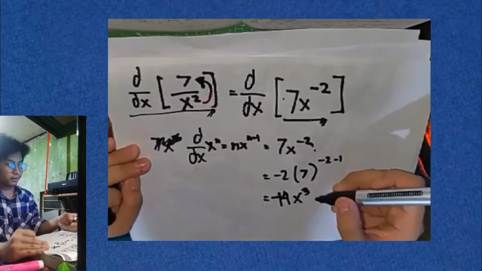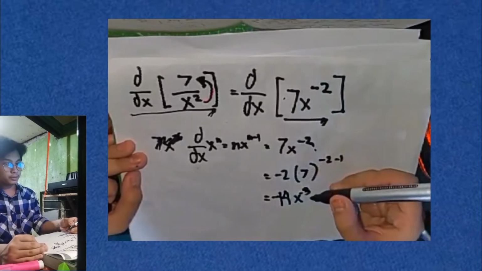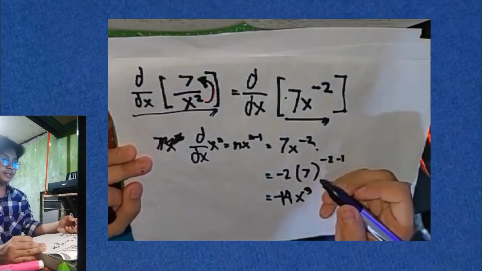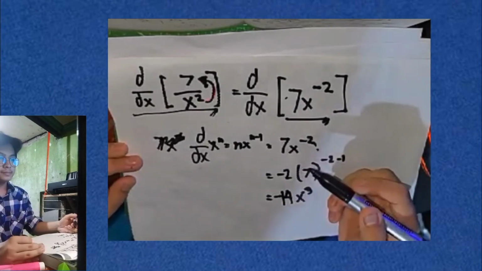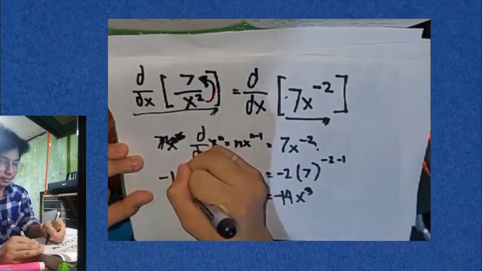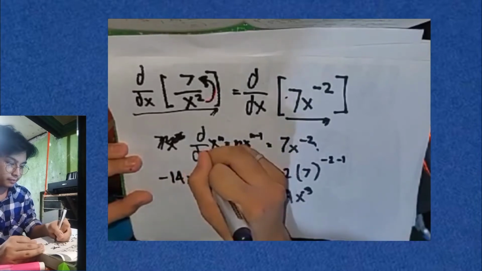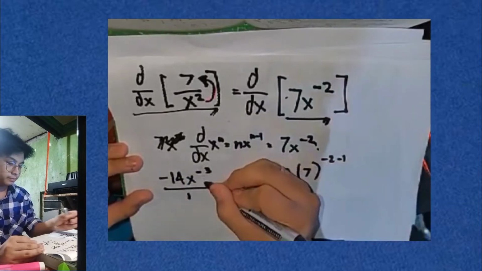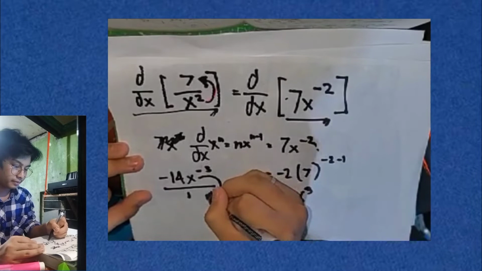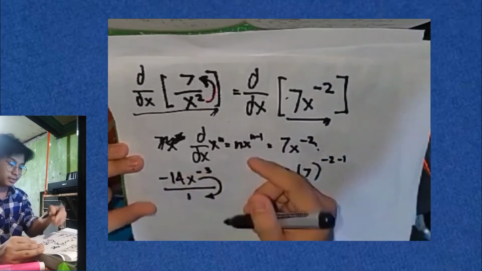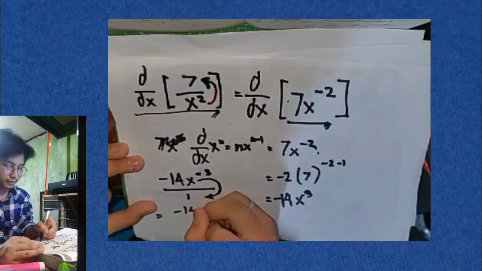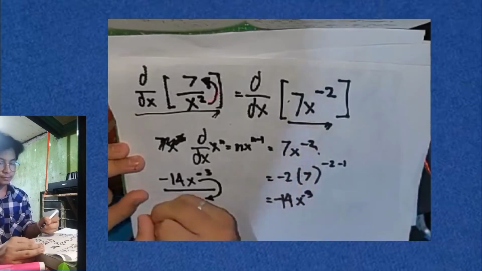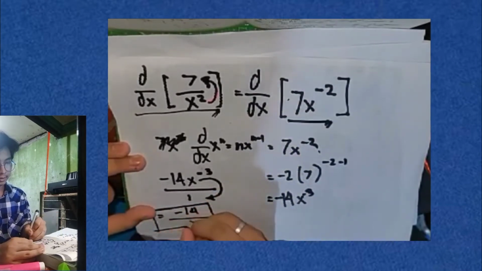So it's not our final answer because the exponent is still negative. So we will change it again. So rewrite it again: negative 14x to the negative 3 has a denominator of 1. Then we will change the position of x raised to negative 3 to the bottom, to change the sign. Then our answer will be negative 14 over x cubed. So this is our final answer.